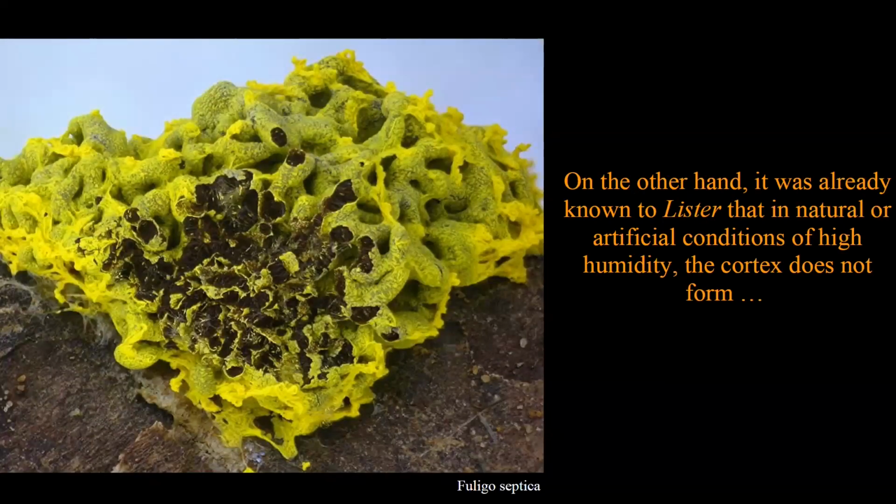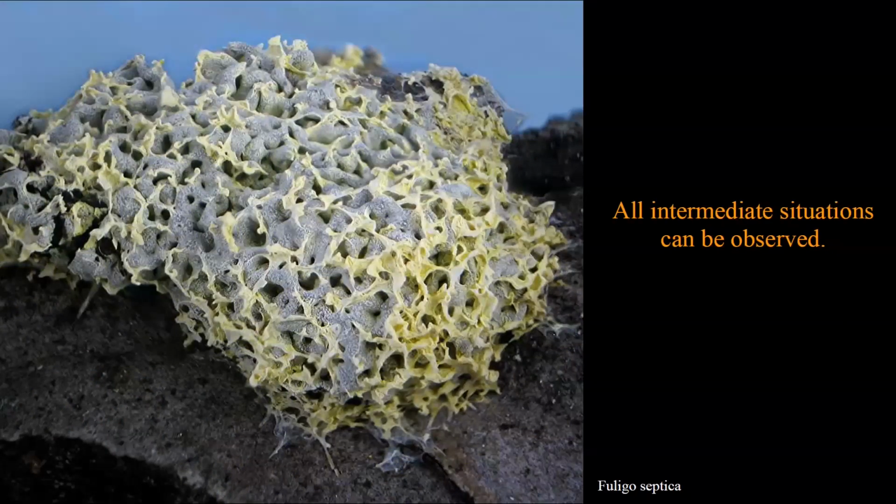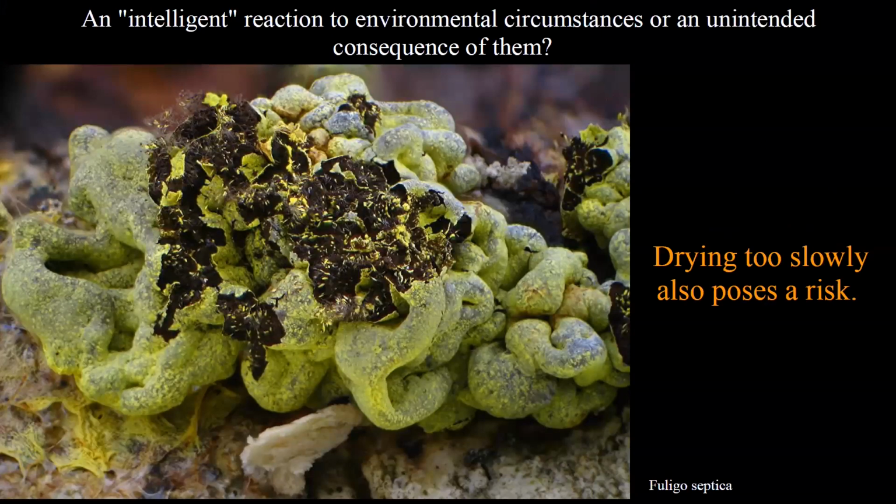On the other hand, it was already known by Lister that in natural or artificial conditions of high humidity, the cortex does not form. This is a Fuligo septica without cortex. And the fruiting body tends to divide into smaller aethalia, which can be reduced to simple plasmodiocarps, like a Physarum. All intermediate situations can be observed. An intelligent reaction to environmental circumstances or an unintended consequence of them; drying too slowly also poses a risk.